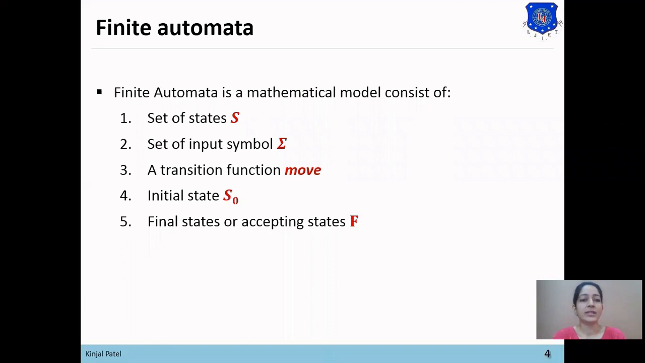And the set of input symbols means the number of input symbols our finite automata has. For example, our finite automata consists of A and B symbols if there is a regular expression which consists of A and B input symbols.